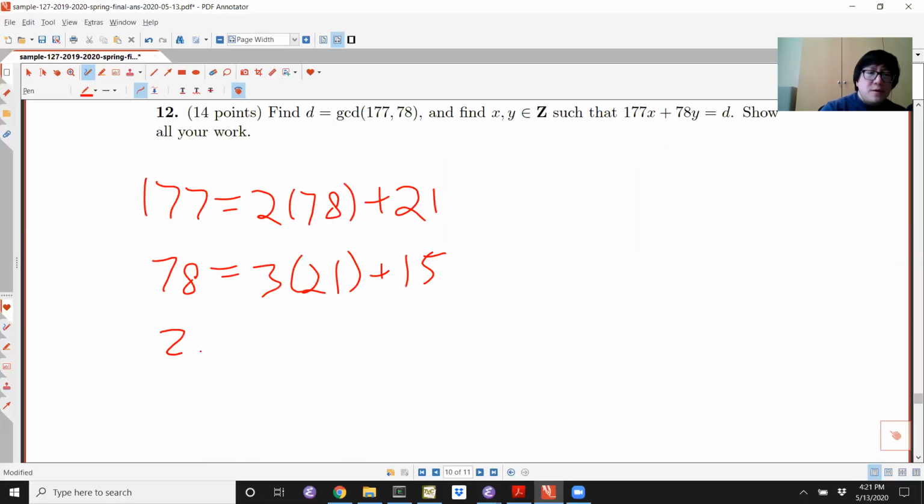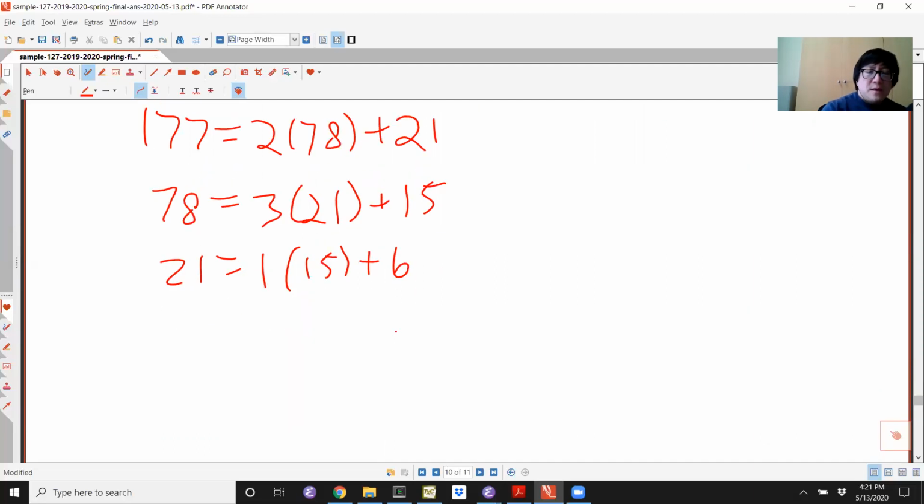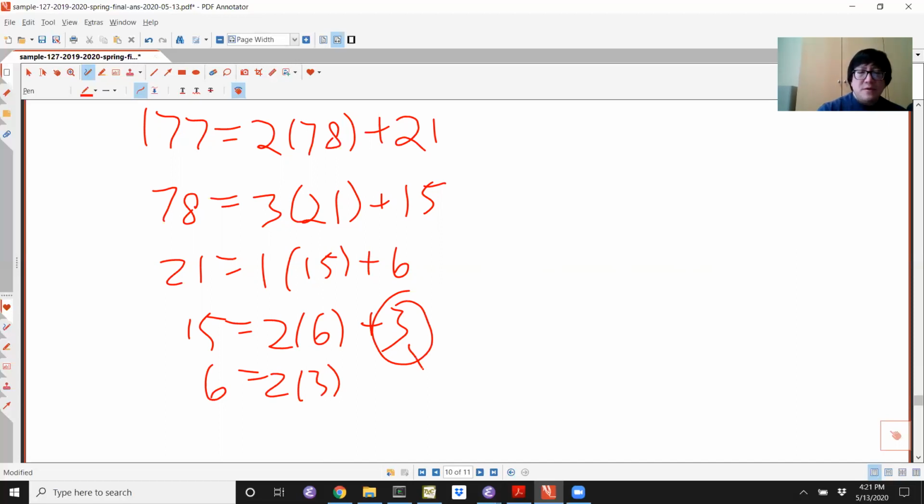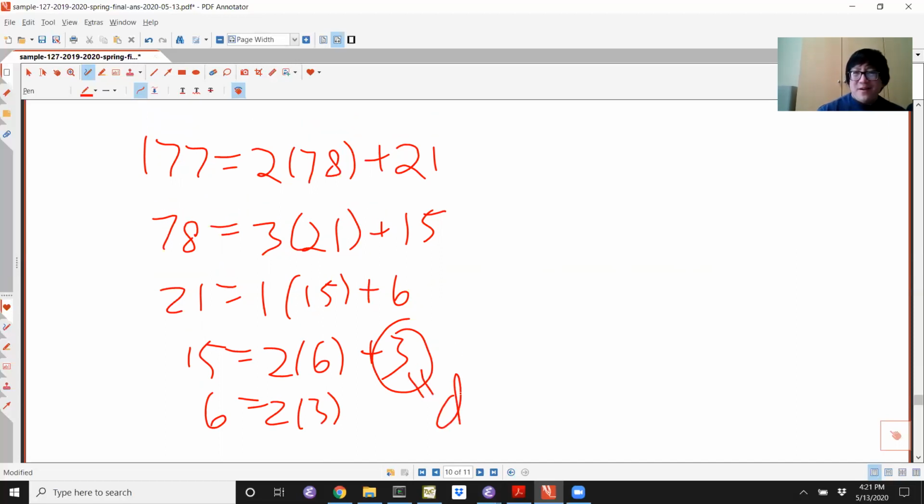And then 21 is equal to 1 times 15 plus 6. And then 15 is equal to 2 times 6 plus 3. And then 6 is equal to 2 times 3. And that's our last non-zero remainder. So D equals 3. Oh, those are simpler times when we did this, huh? So everybody good so far?